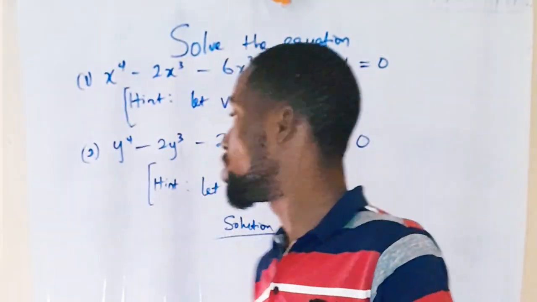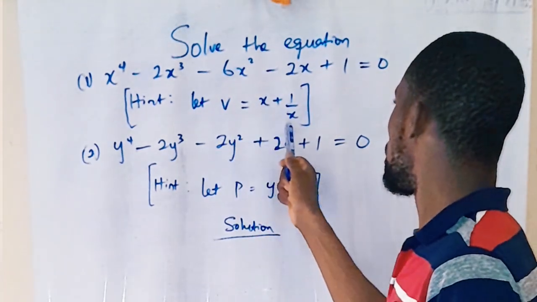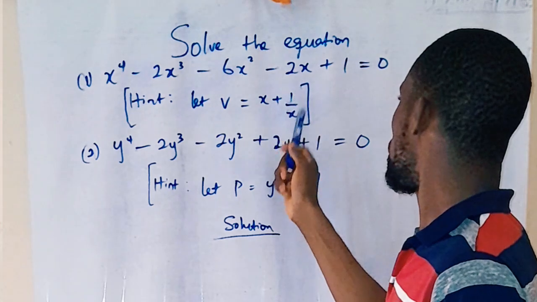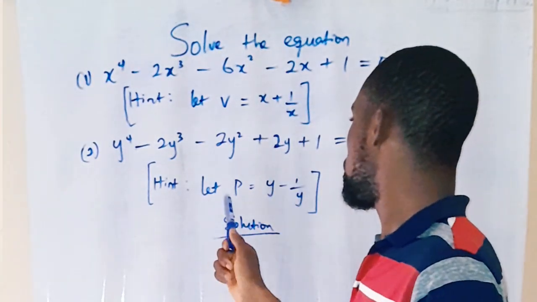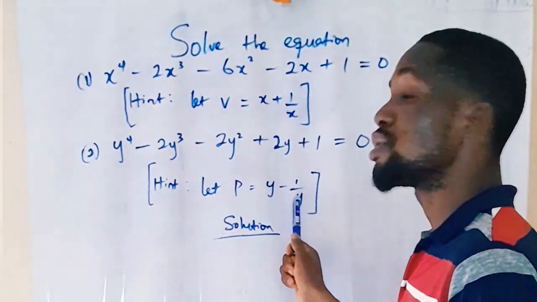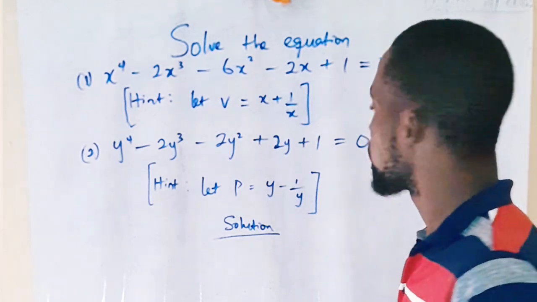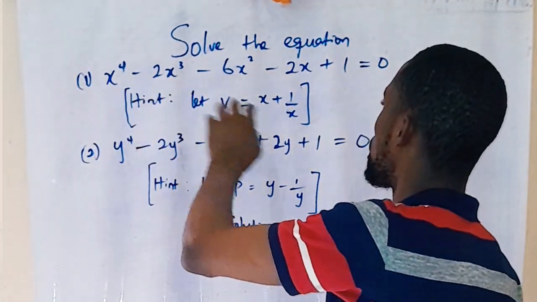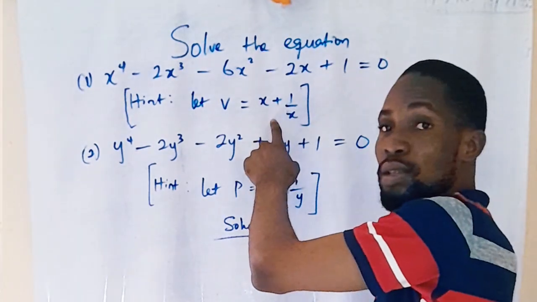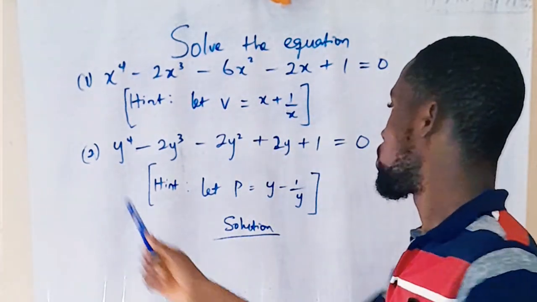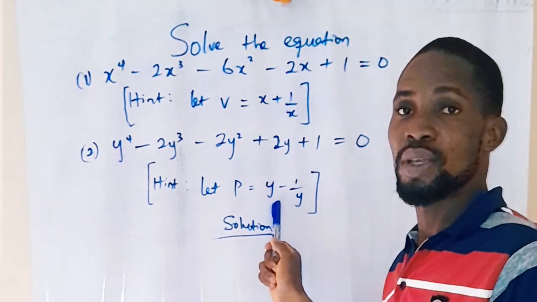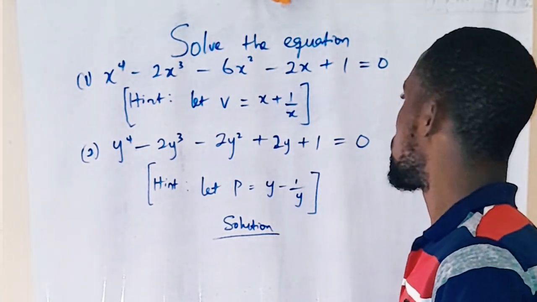Now, for this case, we were told that we should use b to represent x plus 1 over x. And in this case, we should use p to represent what? 1 minus 1 over y. Now, in this case, it means you have to transform your equation to a form that looks like this before you solve. The same thing for number 2. You have to transform your equation to a form that looks like this before you solve.